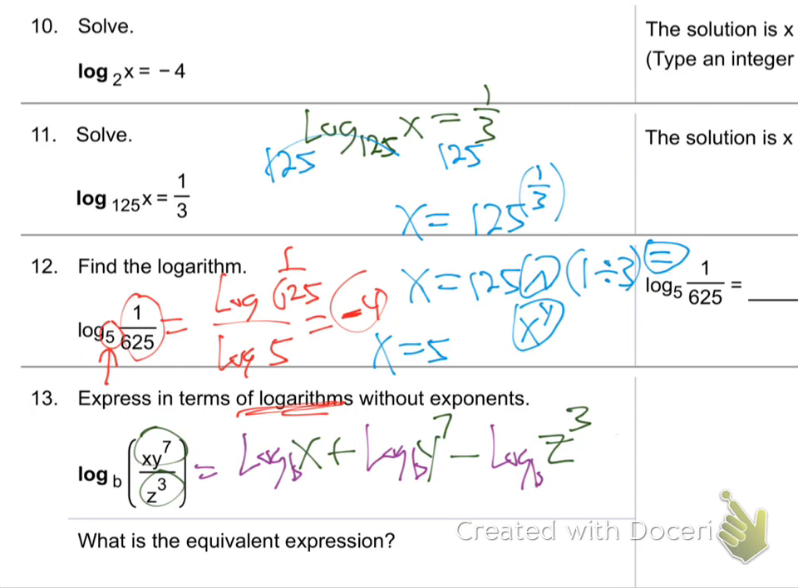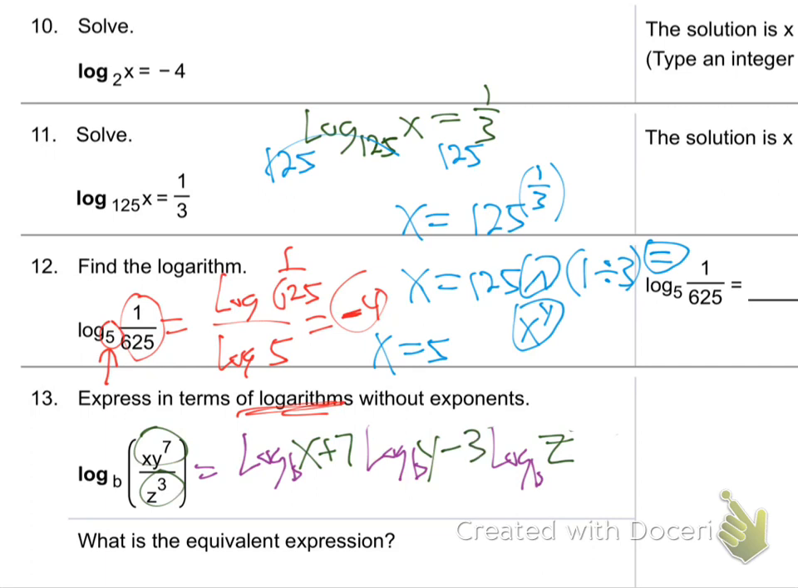And last step, remember what we do with those powers? Down to the front, down to the front. So really the 7 will end up right here, and this 3 will end up right there. And there we go. That's what they want.